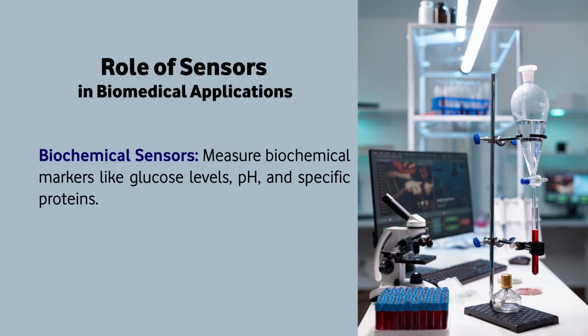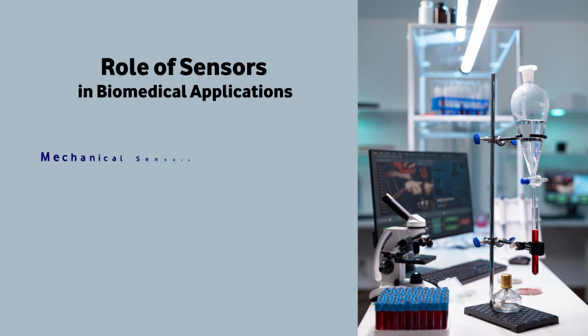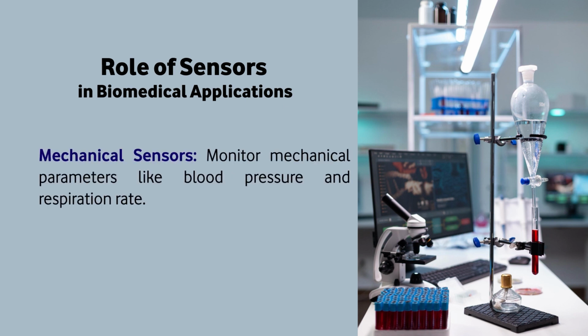Types of sensors used in healthcare. Biomedical sensors come in various types, each designed for specific applications. Common sensor types include biochemical sensors, which measure biochemical markers like glucose levels, pH and specific proteins. Electrical sensors detect and record electrical signals from the body such as ECG and EEG, electroencephalogram. Mechanical sensors monitor mechanical parameters like blood pressure and respiration rate.